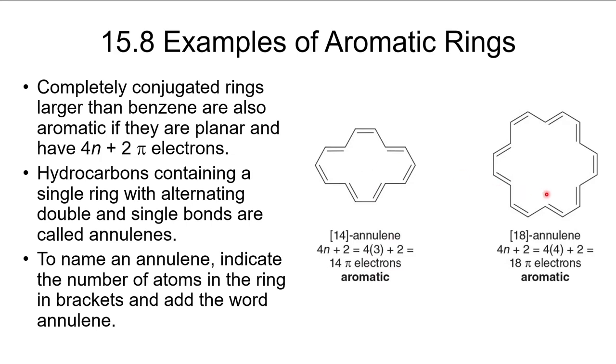18-annulene is in a very similar fashion, has 4n plus 2 pi electrons, here where n is equal to 4. And we will see, again, cyclic, completely conjugated, planar, and has the 4n plus 2 pi electrons. If we were to attempt to do this with 16-annulene, we would find it would be anti-aromatic. It would not fit in this.